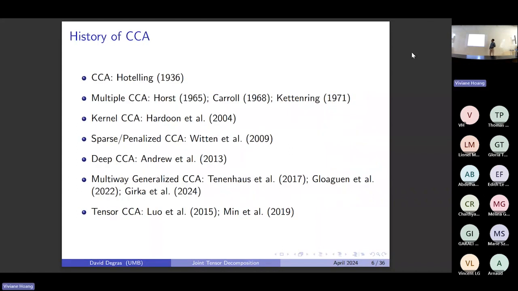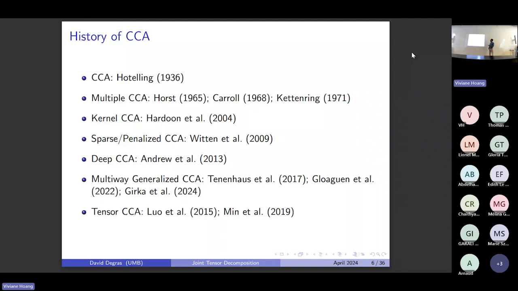So a bit about the history of CCA. As I was saying, the first paper was published in 1936. Since then, there have been a lot of developments and extensions of CCA. First, in the direction of handling multiple data sets and not just two. A lot of the impetus for the developments came from chemistry, chemometrics, and psychometrics, with a lot of work in that area in the 60s and 70s.